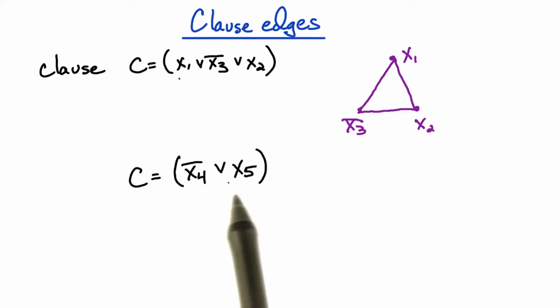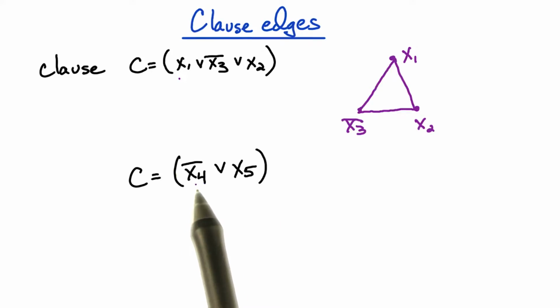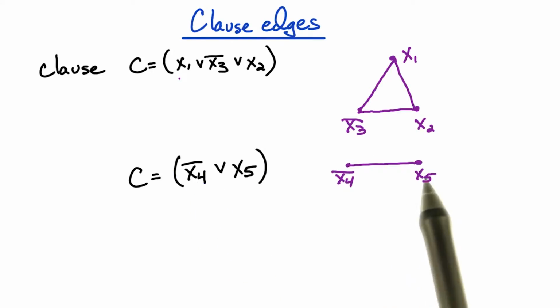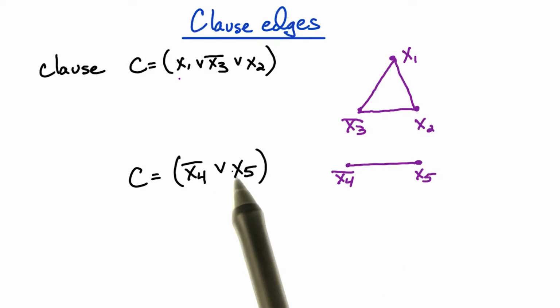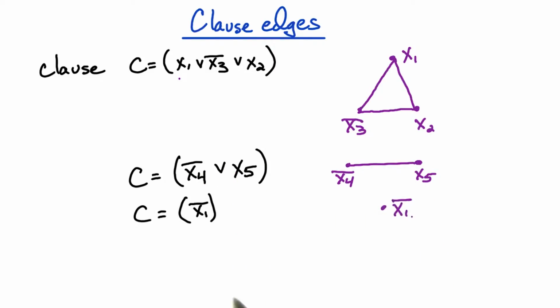What if we had a clause of size 2? For example, x4 bar or x5. Then we add 2 vertices corresponding to these 2 literals, and we add an edge between them. Finally, if we have a clause of size 1, for example, x1 bar, then we just add a singleton vertex by itself.